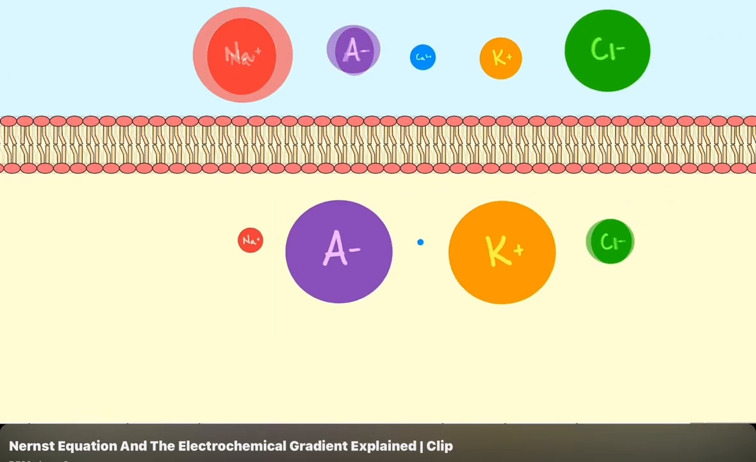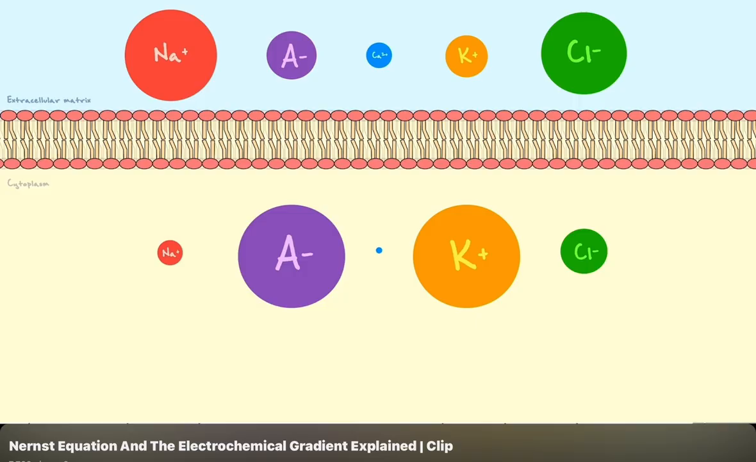Now, an important detail we have not discussed yet is how exactly do the ions end up distributed the way they are, and most importantly, how is this distribution maintained across the membrane?